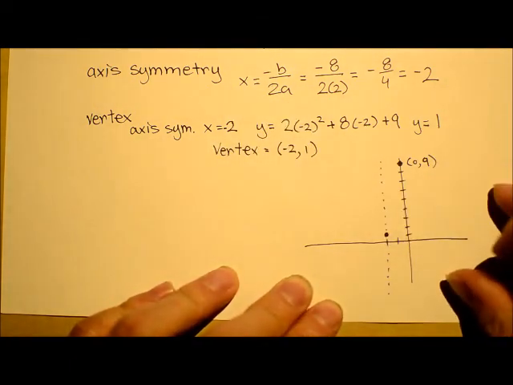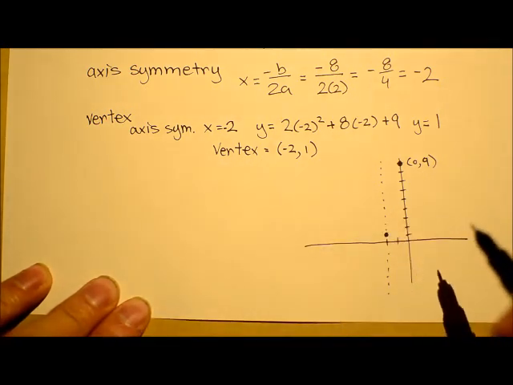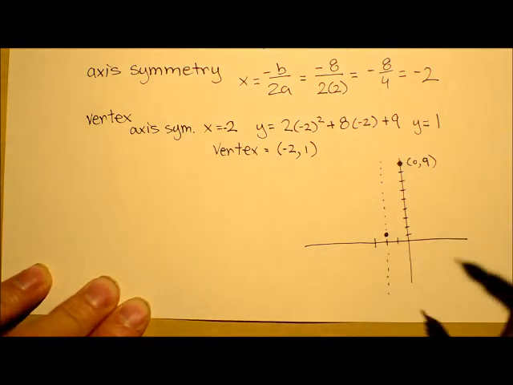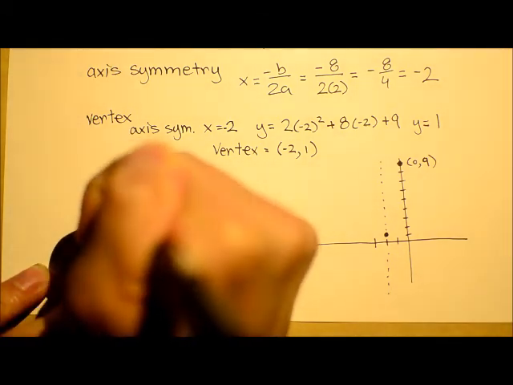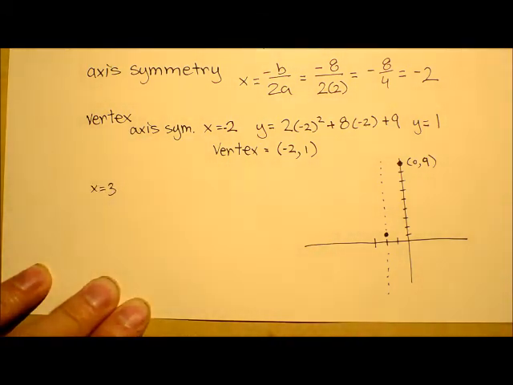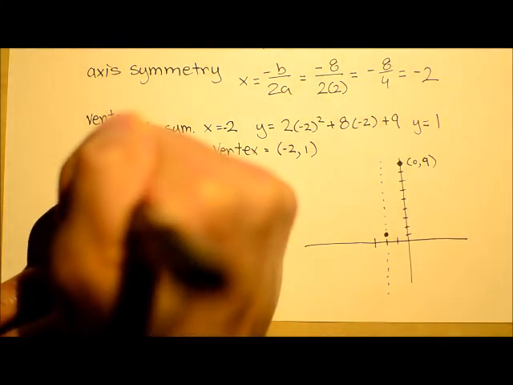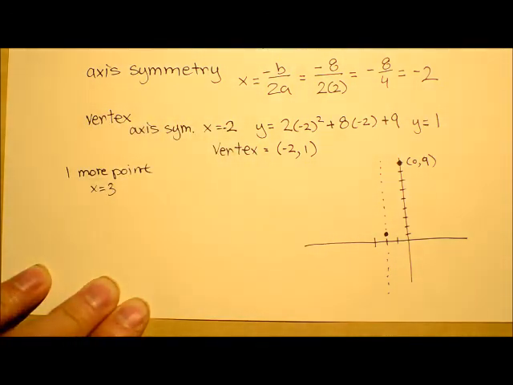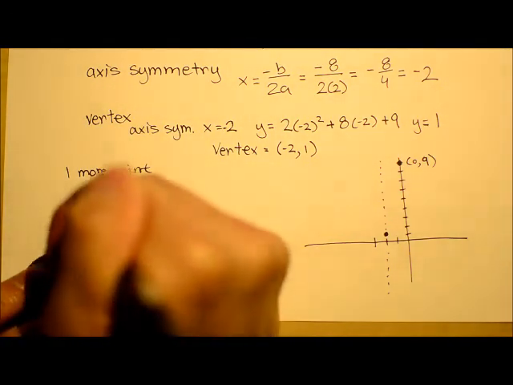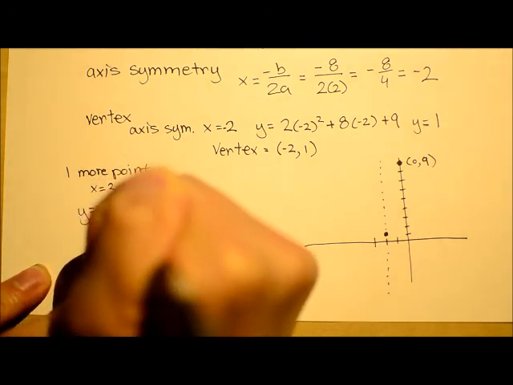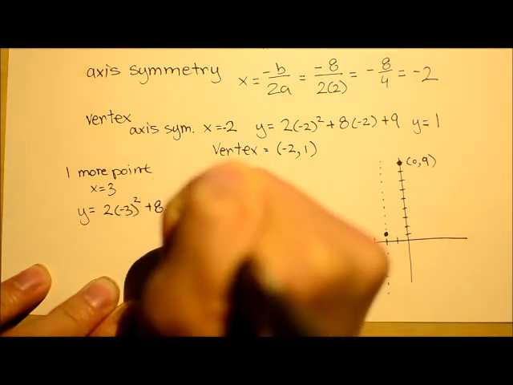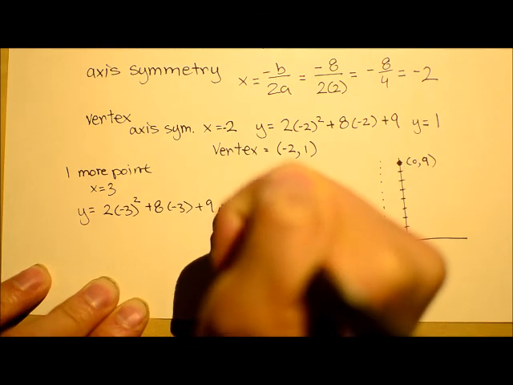So what we're going to do is take a number on the left side of the graph. We're going to try and use negative 3. So let's see what happens when x is equal to negative 3. This is our third point. Alright, so let us try and graph that. Y is equal to 2 times negative 3 squared plus 8 times negative 3 plus 9.